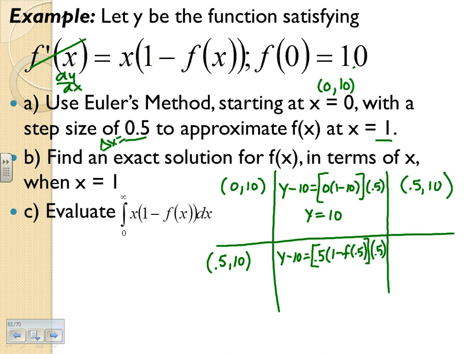Oh my gosh! I don't know what f of 0.5 is. It wasn't given to me. Oh my god, what do I do? Oh, what, Sarah? We just found it. Oh, she's so smart.